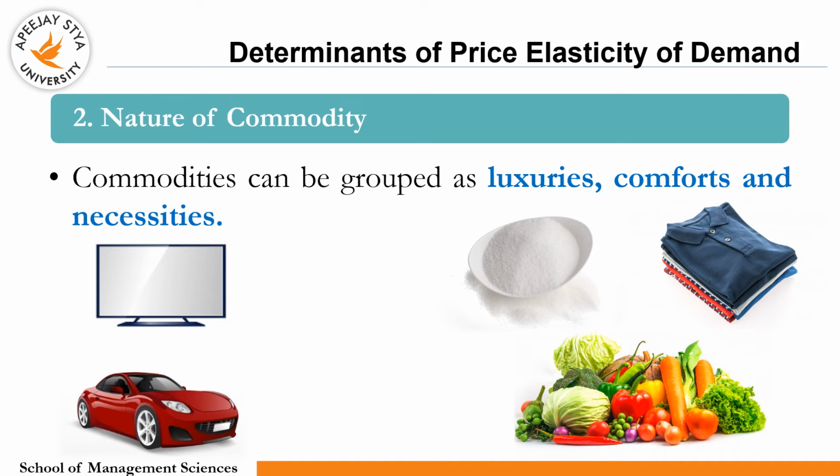The second determinant of price elasticity of demand is the nature of commodity. Commodities can be grouped as luxuries, comforts, and necessities. So, the demand for luxury goods like TV sets, cars, or decoration items is more elastic than that of the demand of necessities. For example, sugar, clothes, and vegetables. It is because of the reason that consumption of luxury goods can be postponed when the price rises, but it is not the case with the necessities. The consumption of necessities cannot be postponed.